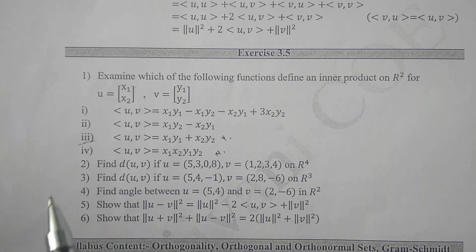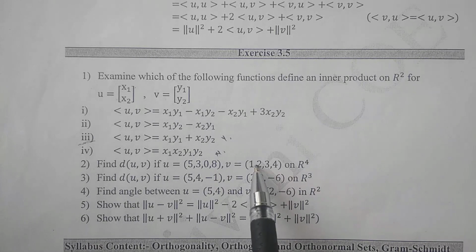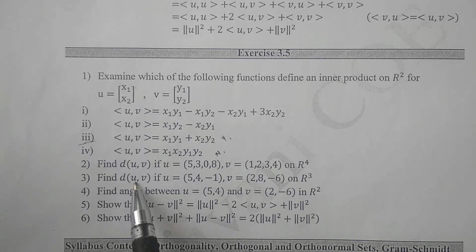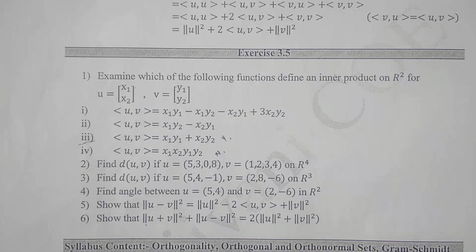Then solve the second question: find the distance of these two vectors. That was already taken in the last video. This is also for finding the distance. The fourth question is to find the angle between two vectors. The fifth and sixth questions are to show this. That type of question is also covered in the videos. So try these examples for practice.